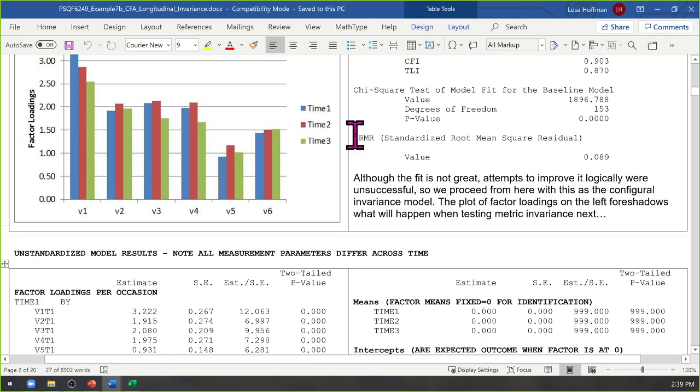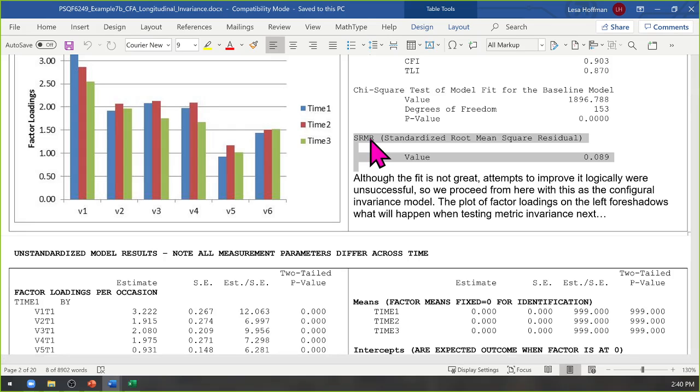SRMR, standardized root mean residual, I want to say is what that stands for, or something very close to it. Given that it has the word residual in it, that means you want it to be small. So any fit statistic that has error or residual in it, you want it to be as close to 0 as possible. Any fit statistic that has the word fit in it, you want to have as close to 1.